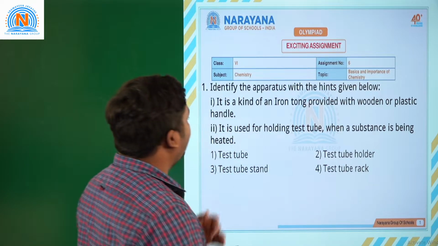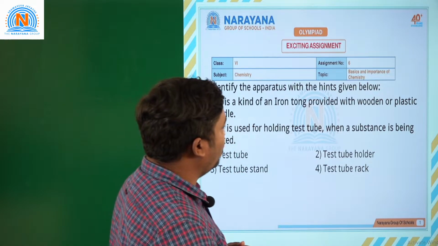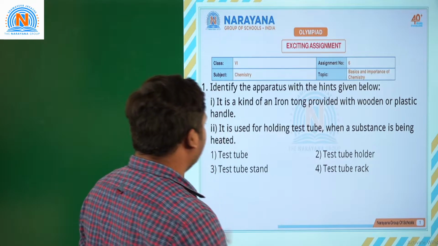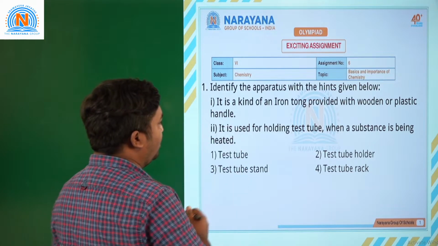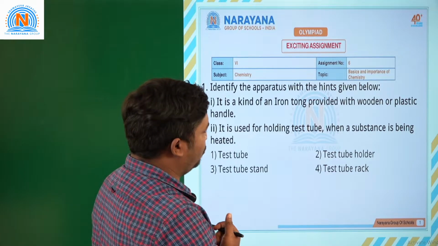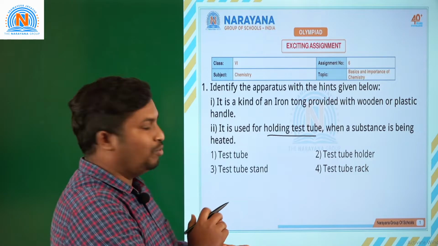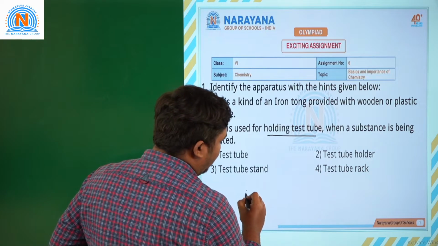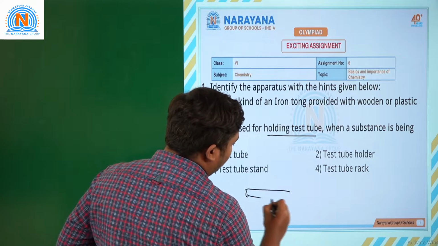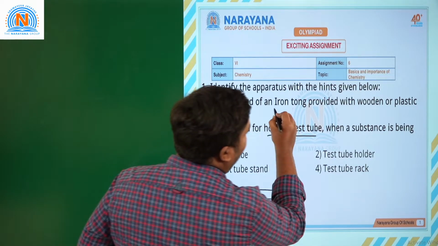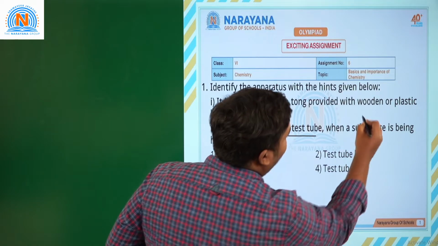Okay, fine. It is a kind of an iron tong provided with a wooden or plastic handle. That is the first hint. Then it is used for holding test tubes. So from this data you can say that it is a test tube holder. A test tube holder has the following structure. It is an iron tong provided with a wooden or plastic handle.